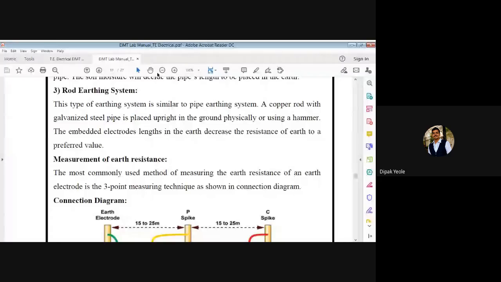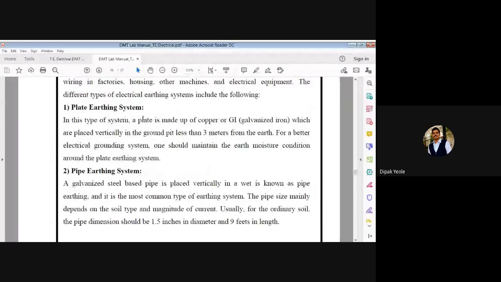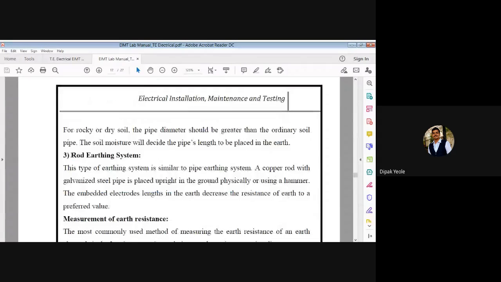Just a minute, let me share my screen again. So at this point we have discussed that there are 3 types of earthing systems available. If the question is asked, what earthing systems are available, you can say plate earthing, pipe earthing, and rod earthing. No doubt every earthing system has its own limitations and advantages. Depending on the advantages, we use that particular earthing system for our application.